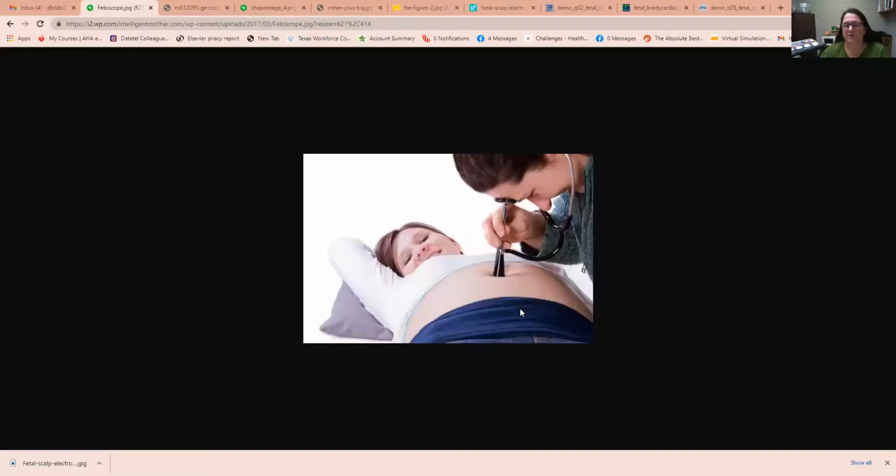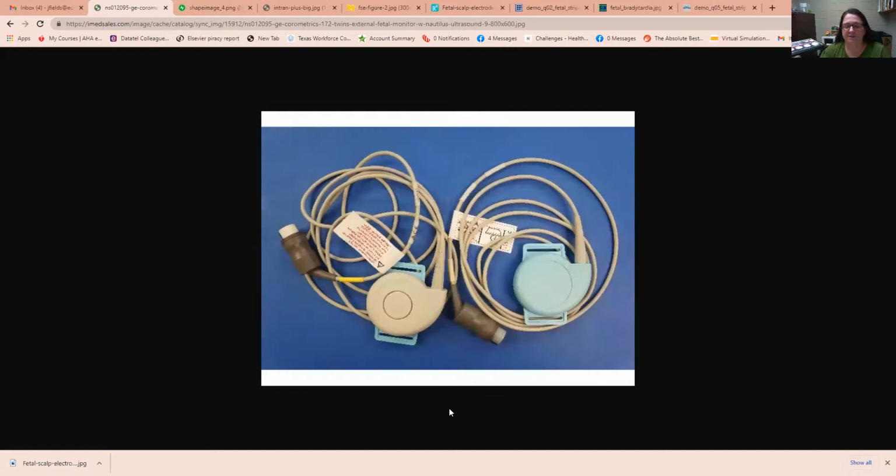Now we're going to look at a different type of fetoscope. This is one you may have seen on TV. Again, this is going to amplify and transmit the sound, but this uses the frontal part of the head. It uses the bones in the skull of the listener to help transmit that sound and make it easier to hear. So those are two different options for fetoscopes.